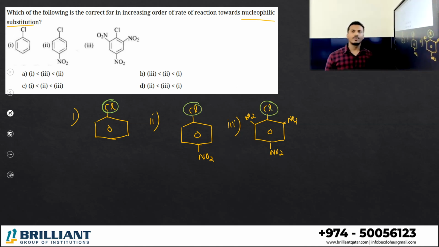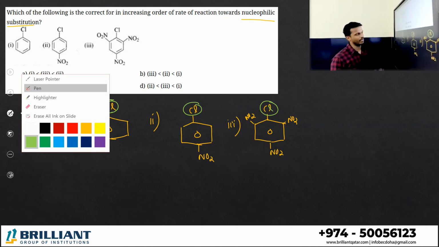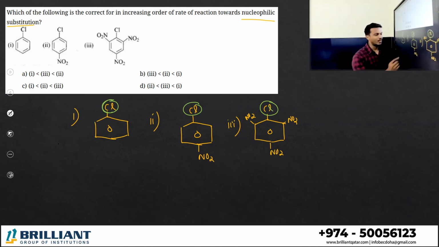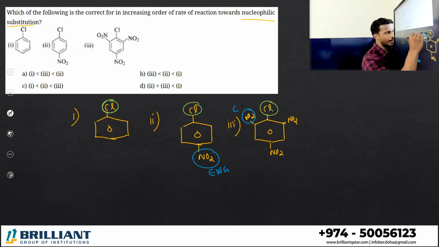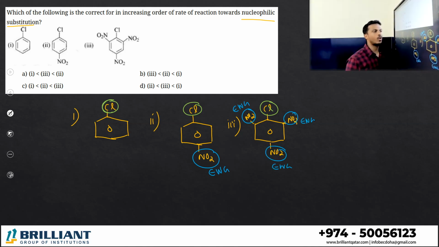The question: from which compound can you remove chlorine easily, where you can substitute a nucleophile easily? So what is the difference here, student? A nitro group is present. You know, a nitro group is a strong electron withdrawing group, right? An electron withdrawing group tries to take the electron from the system completely towards that group.